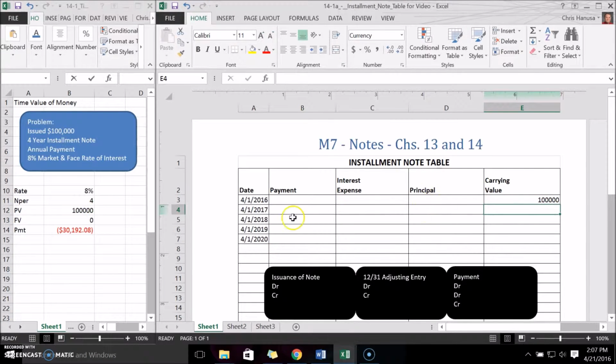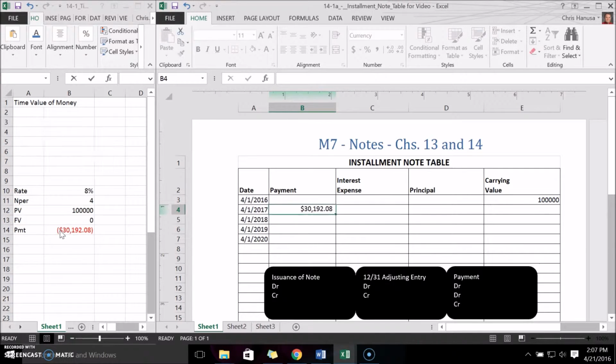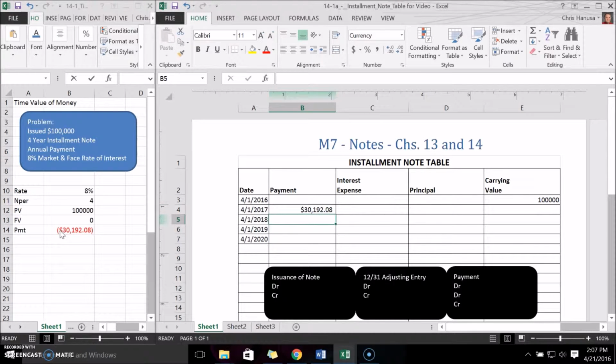Now while I'm going through the installment note table over here on the right hand side, please don't just try to memorize the formulas, recognize the thoughts that are going on and what we are doing with each and every one. Okay, so that's our $100,000, and every single year we are going to make a payment on that, and you can see our payment is, as we calculated over here, the $30,000 and some change.